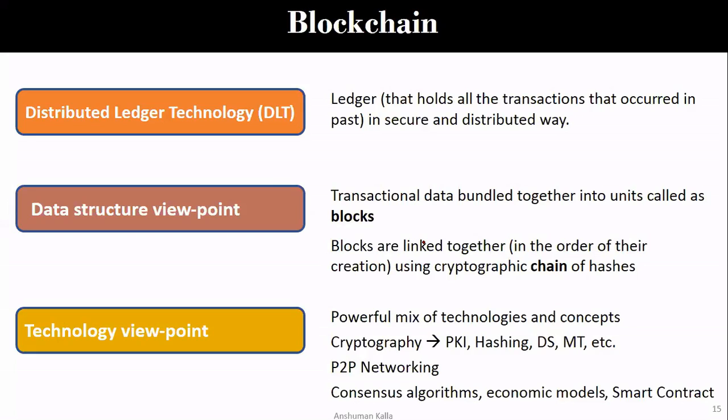All right. So now let's try to understand blockchain from different perspectives, right? The first perspective is distributed ledger technology. Blockchain is a distributed ledger technology, where a ledger is simply a system that holds all the transactions that have occurred in the past, right?